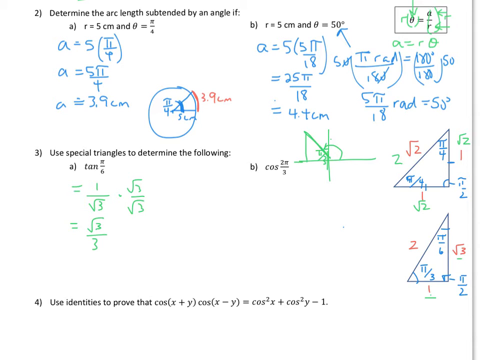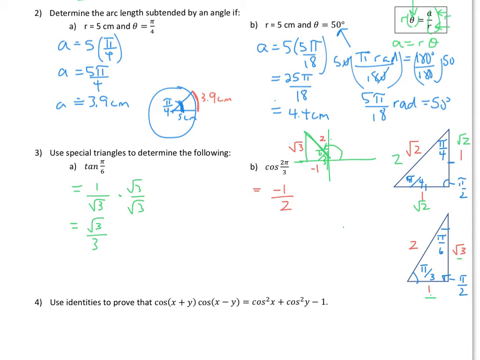Pi over 3 then, and my side lengths, if I look at my pi over 3 triangle, that means this is 1, but it's to the left, so it's -1. My hypotenuse is 2, and this went up, square root 3. So the cosine of that is adjacent over hypotenuse, or -1/2. So you should be able to reason those things out without having to use a calculator. All right, so those are the special angles that you should recall.